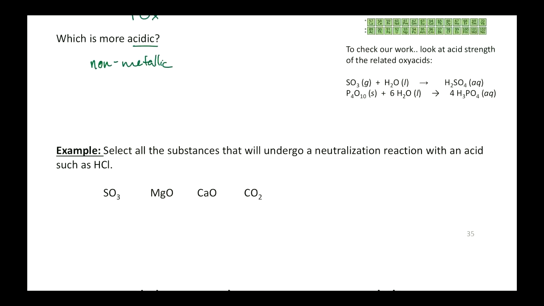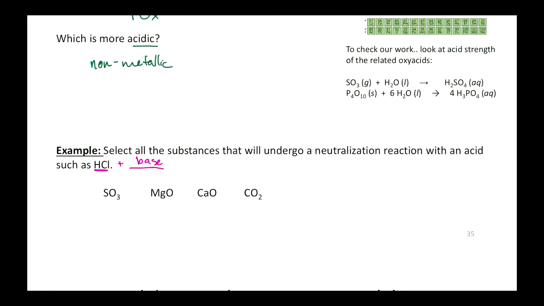Here it says select all the substances that will undergo a neutralization reaction with an acid such as HCl. So let me break it down for you. Neutralization reactions are between what and what? Acid and a base. So they're saying we're already reacting an acid. So we're looking for the substance that is what? The base. So we want to look for substances that are bases.